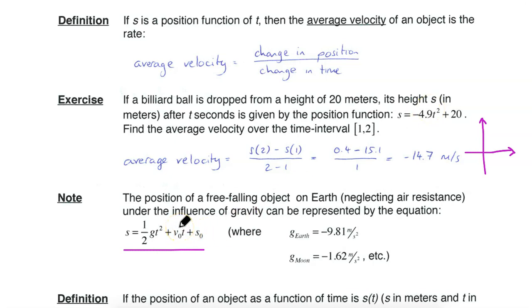V0 is how fast the object is falling at the beginning, and S0 is how high it was at the beginning. So in the billiard ball example, we dropped it from a height of 20 meters, that's why there was plus 20. We just dropped it, so it was plus 0t. If we had thrown it downward or thrown it upward, then there would have been a value here for V0t.